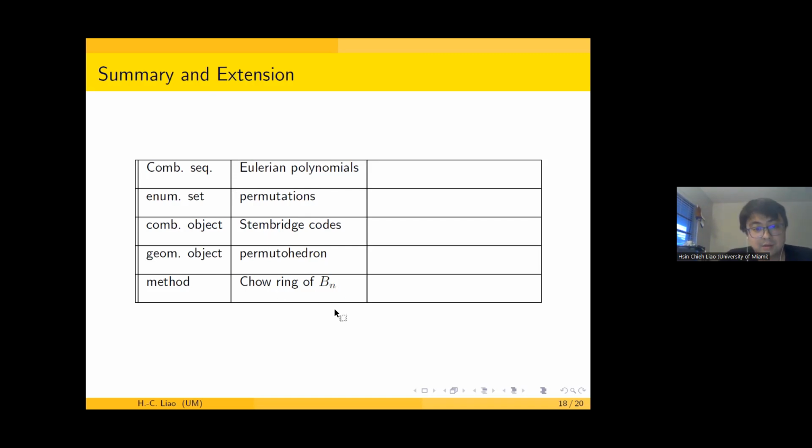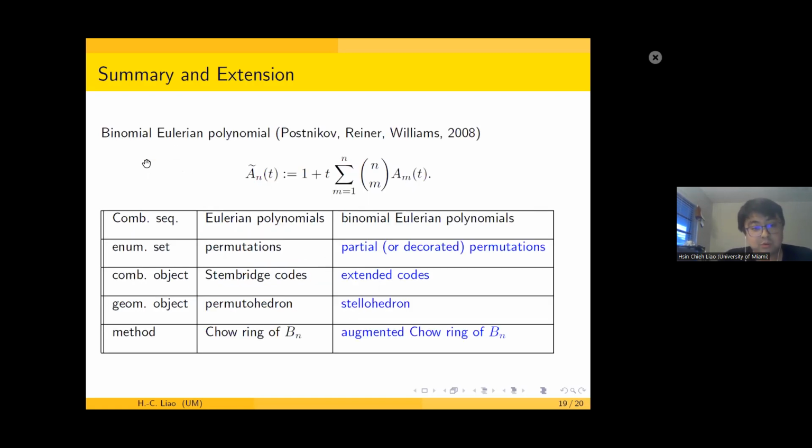I don't have time to talk about this, but there is actually an extension. Instead of the Eulerian polynomial, we consider something called the binomial Eulerian polynomial, considered by Postnikov, Reiner, and Williams. We define it as the following. In this case, we have a parallel story, and everything goes very well. You can translate one concept to another.